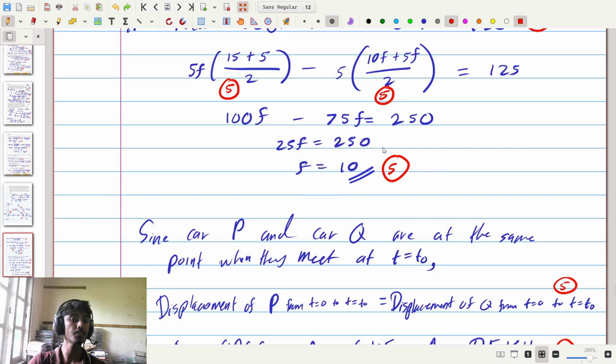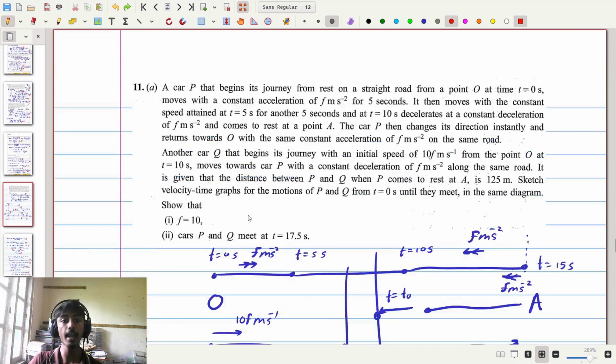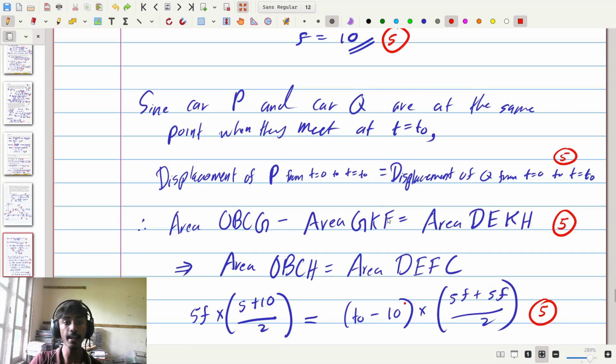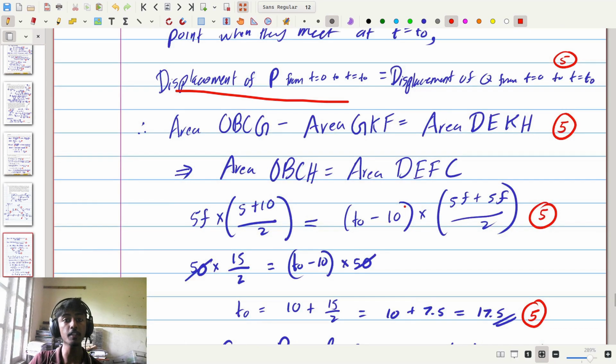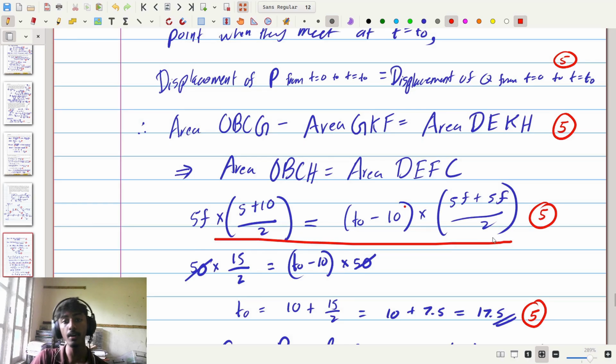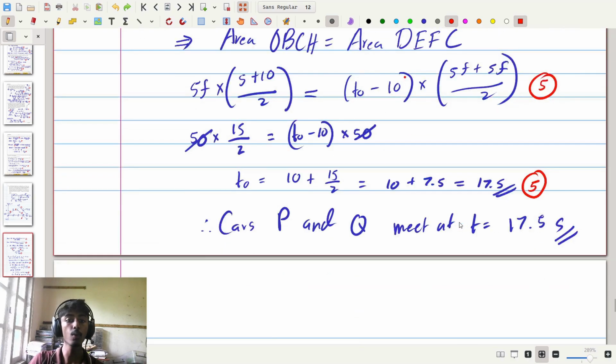Now for the second part of the question, where you show that the two cars meet at t equals 17.5 seconds, at the start, when you consider the motions and say at the point that they meet, the displacement of P must be equal to the displacement of Q like so, writing that down gets you 5 marks. After that, when you equate the displacements on either side to certain areas in the graphs and you take the signed areas with them correctly written, you get 5 marks for writing the signed areas. And then when you substitute in the values of those signed areas like so, you get 5 marks. And simplifying that down, when you get t0 is equal to 17.5 seconds, you get a final 5 marks.